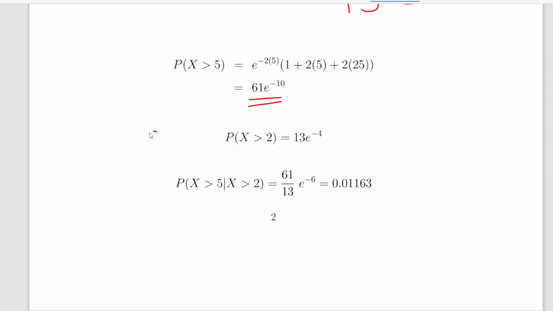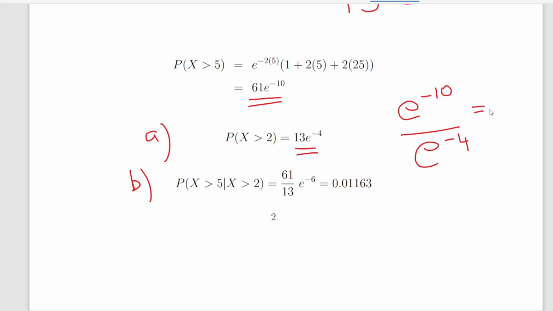So that's the first answer. Part A is 13 times e to the minus 4. You can evaluate that if you want. I just left it there as is. I could have probably worked it out, but you should be able to work that out. And the conditional probability of x being greater than 5, given that x is greater than 2, is 61 divided by 13 times e to the minus 6. That's e to the minus 10 divided by e to the minus 4, which is e to the minus 6, just in case you're wondering. And that works out to be 0.01163. Okay, so that's it there.